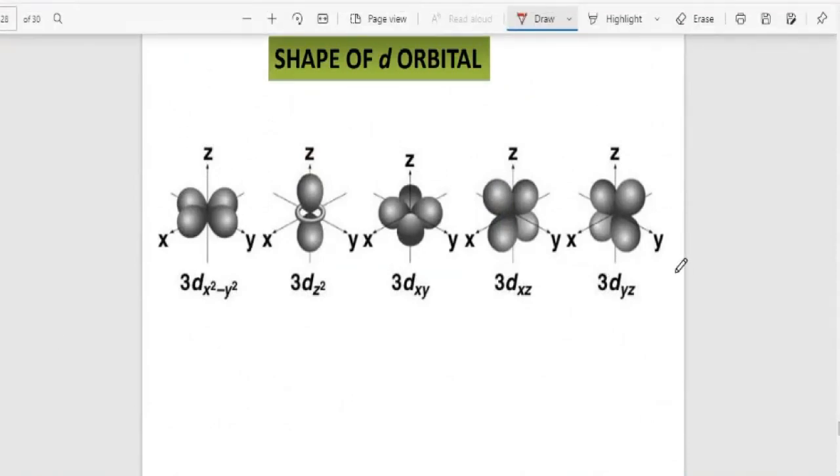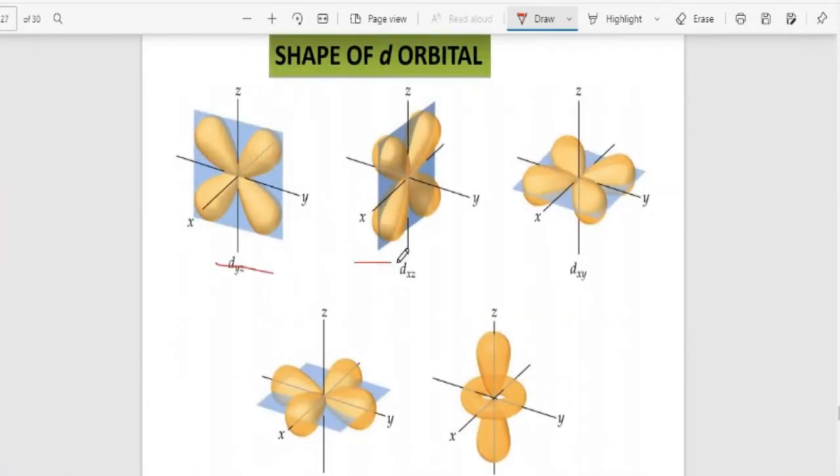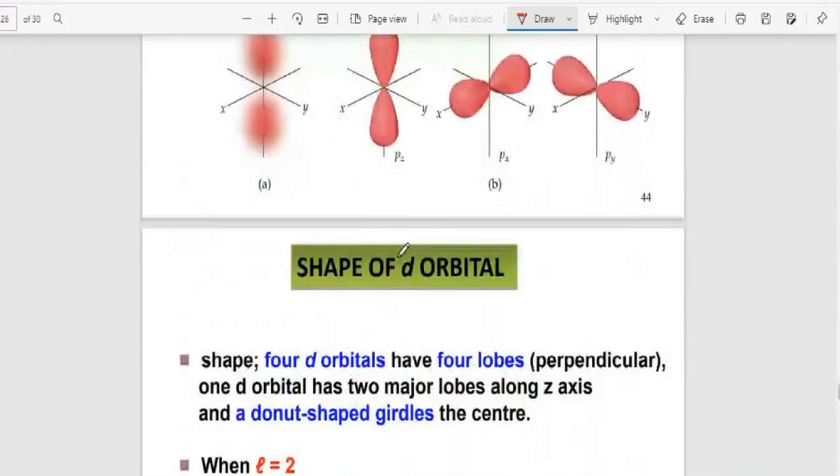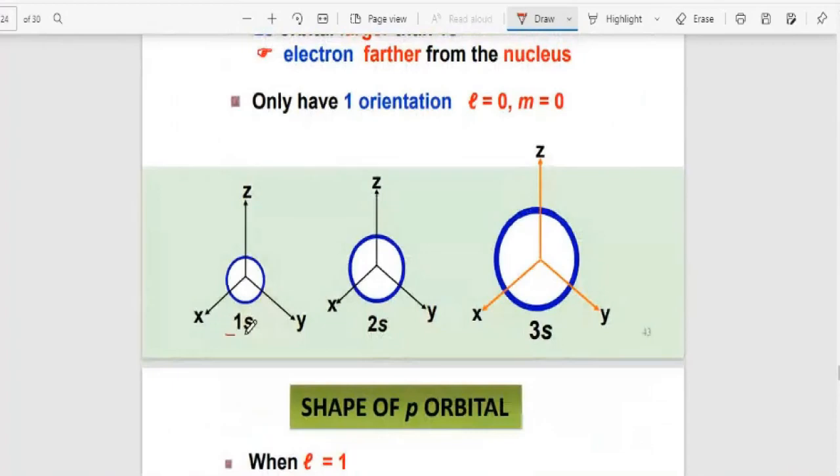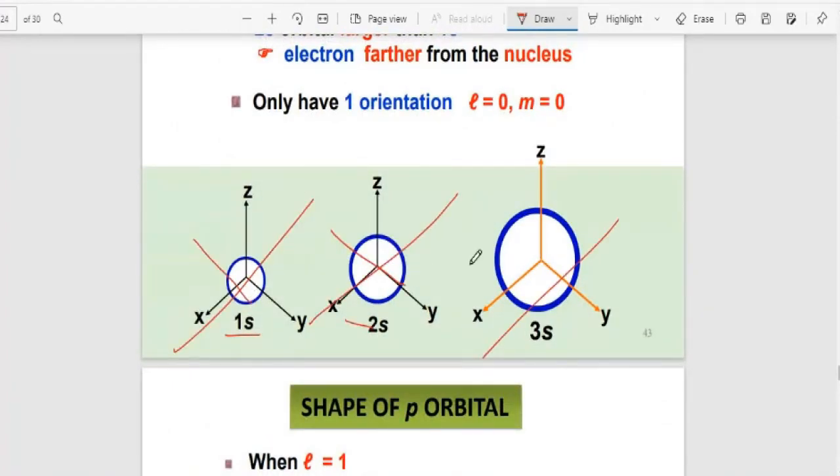Okay, sekarang you akan fikir. Mengapa D ada 5 bentuk? Kemudian mengapa P ada 3, PX, PY, PZ. Kemudian S memang satu je. Okay. Ini jangan ikut lah. Ini cara lukis silap. Okay. Tapi memang bentuk bulat lah. Dia silap kat mana? Dia silap label kat axis. Nanti kita ajar.